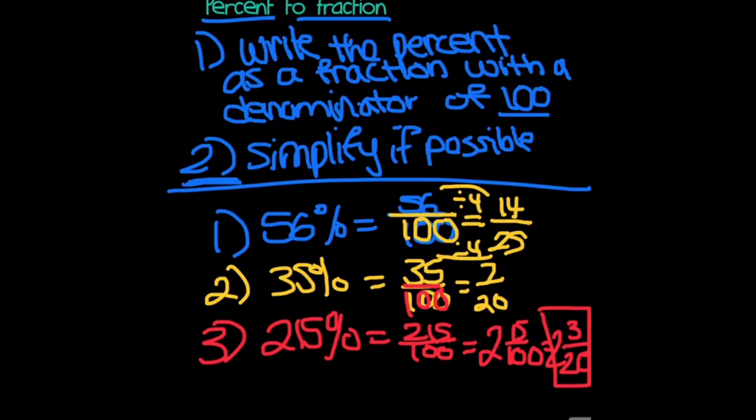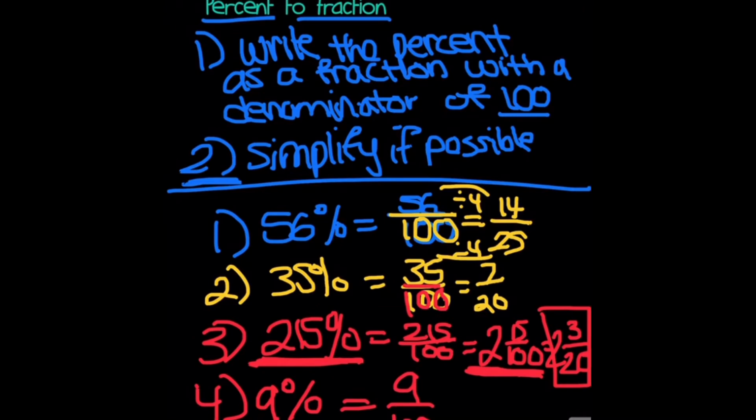2 and 3/20. Again, when the percent is over 100, you know your number should be mixed. You should have a whole number and then a fraction, because this one's over 100. Now let's do the last one. That's going to be 9%, equals, again, same thing, 9 over 100. I can't simplify it any further. These ones are pretty simple and straightforward. All you really have to remember is to simplify.